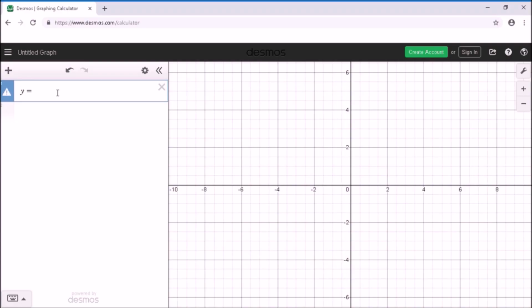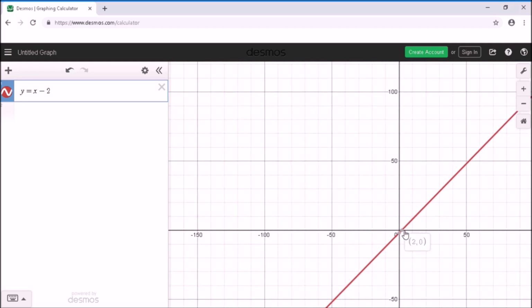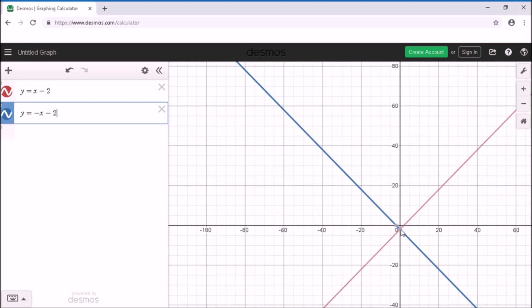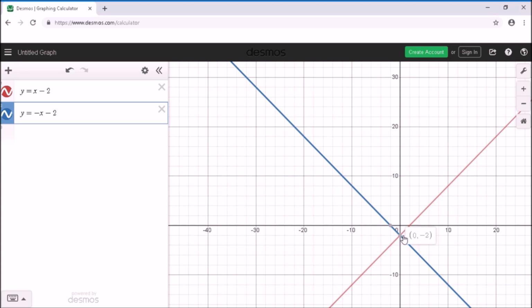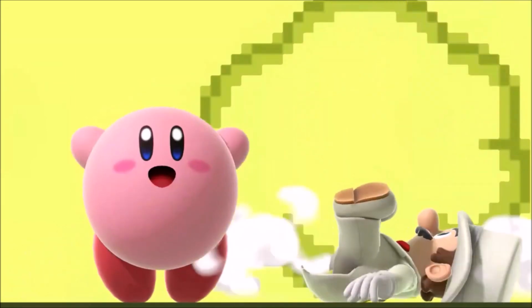First, we must put in y equals x subtract 2. This will create one slope. Then we put in the next equation, y equals negative x subtract 2. This will create the second slope. Now that we see the slopes meet at one point, we can find the solution, which is 0, negative 2. Thank you, Mario. That was the easiest one, you see.